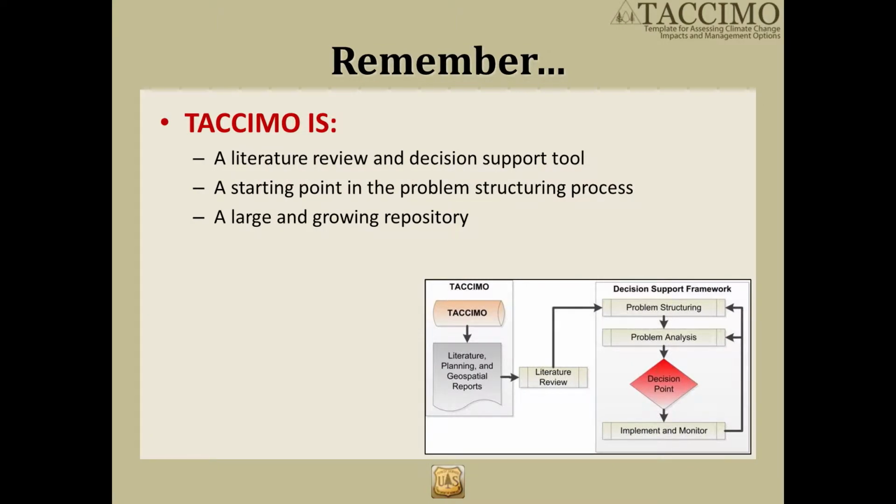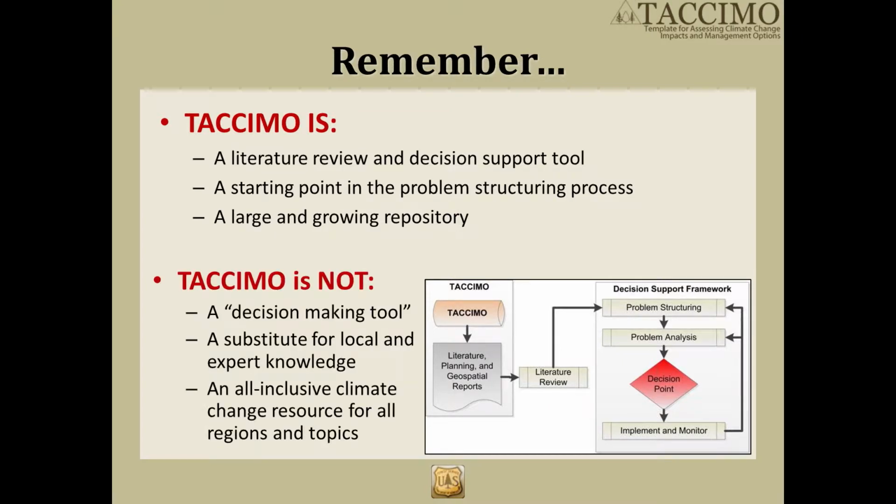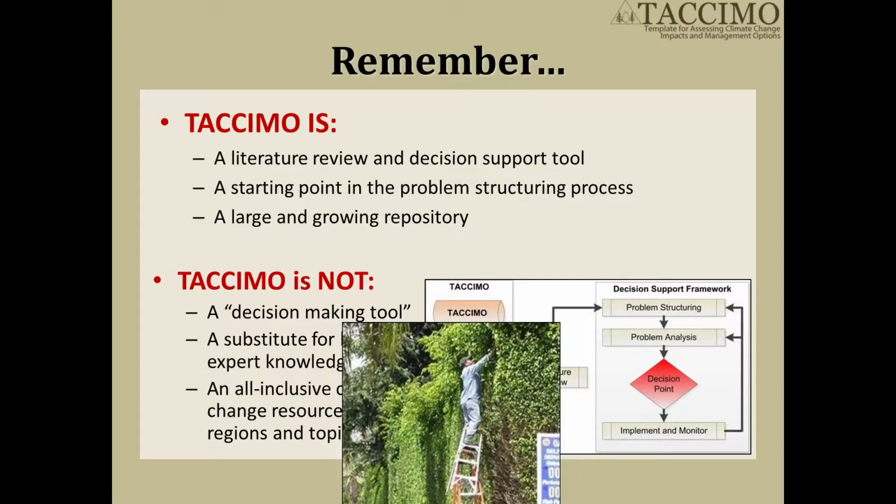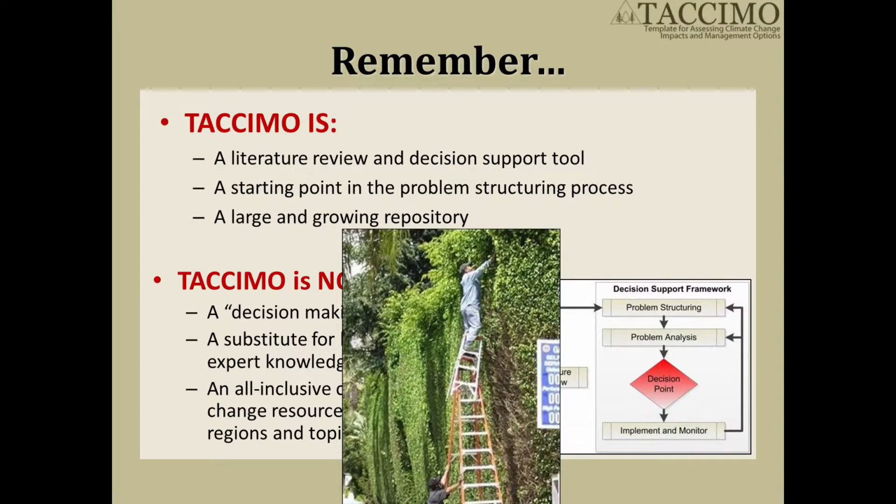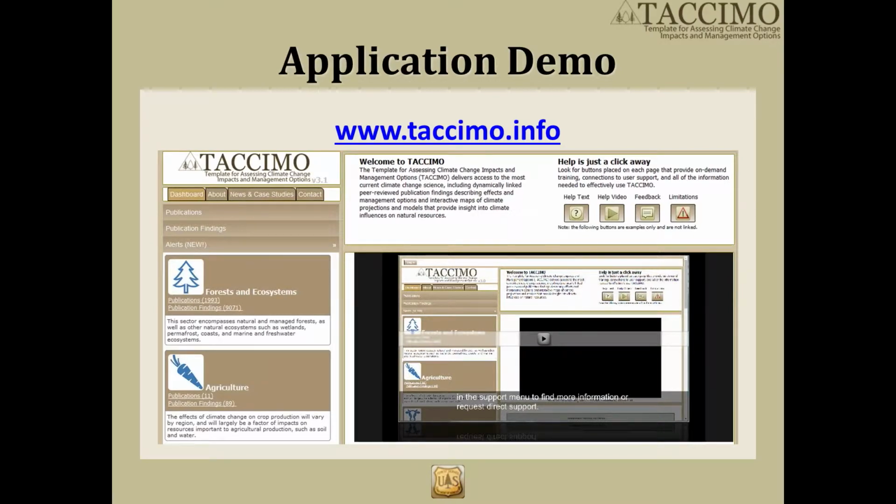All that said, I need to put some guidelines around the tool. It is a literature review and decision support tool, a starting place in that problem structuring process, and a large and growing repository, which means it changes and should be checked periodically if you're using it. What it is not is a decision-making tool, quote unquote, or a substitute for local and expert knowledge. We'd like you to use it as a place to begin an engagement with experts, especially Extension. And it's not all inclusive. We've done a lot of work and there's a great deal of information in there, but there are issues and areas that we've not covered. So, to use a picture to represent 1,000 words, don't misuse the tool. It could put you in jeopardy.